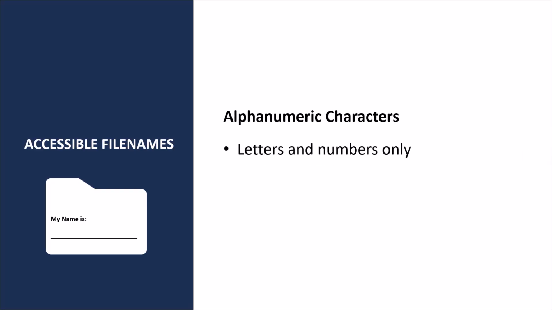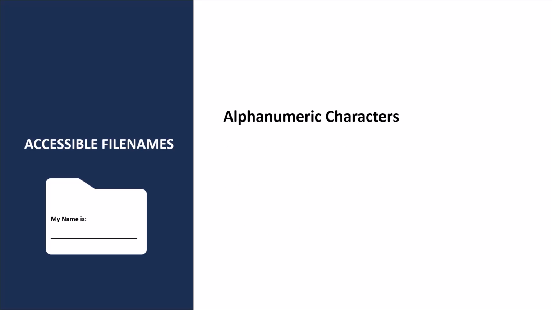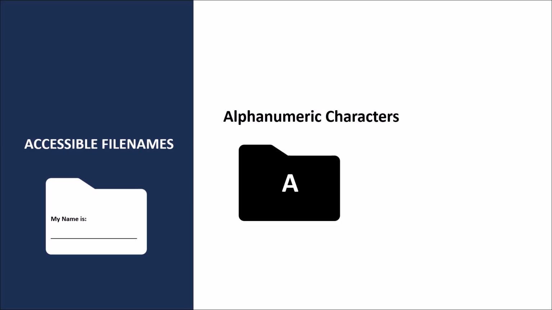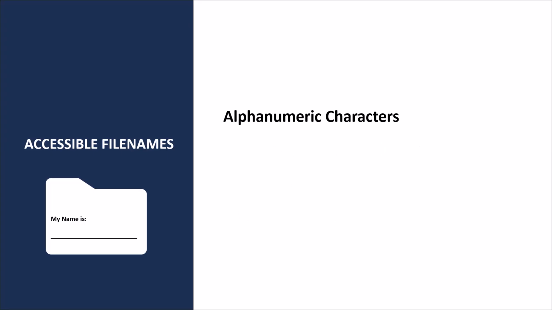Second, use alphanumeric characters to create your file name. You can use any combination of upper and lowercase letters with any combination of numbers, but it's strongly recommended that the first character of your file be a lowercase letter. This is because some operating systems and web servers have case sensitivity. For example, a file named Apple with a capital A would be considered different from a file named Apple with a lowercase a. Starting each of your file names with a lowercase letter will reduce the chance of duplicating files and increase certainty that your file will be accepted by other systems.